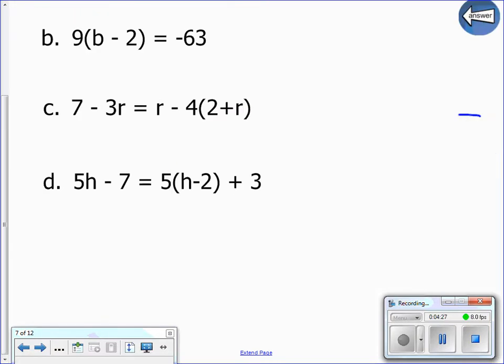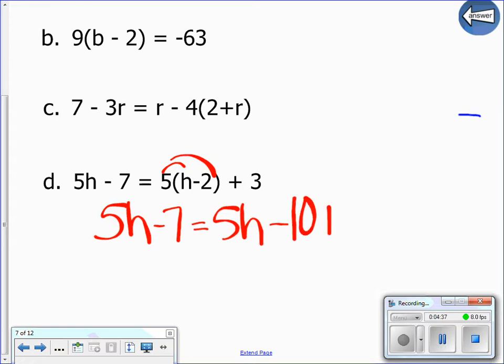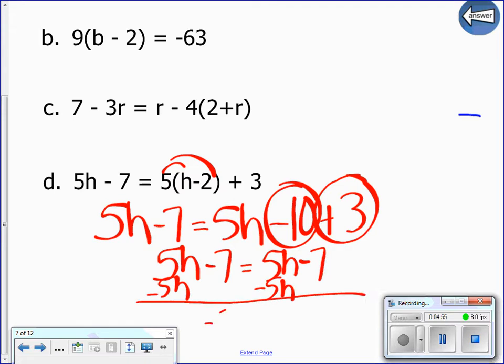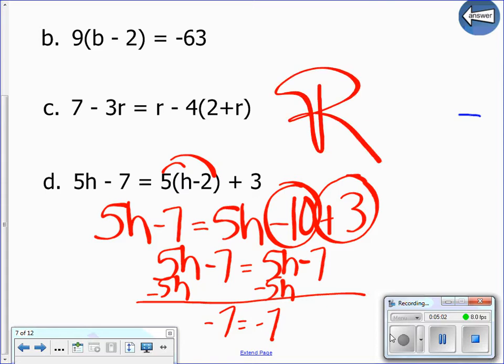This last one, again, we're starting with the distributive property. So I get 5h minus 7 equals 5h minus 10 plus 3. Combining like terms, negative 10 and positive 3, 5h minus 7 equals 5h minus 7. Subtract 5h from both sides, and I get negative 7 equals negative 7. That is a true statement. So the solution for this one is all real numbers.